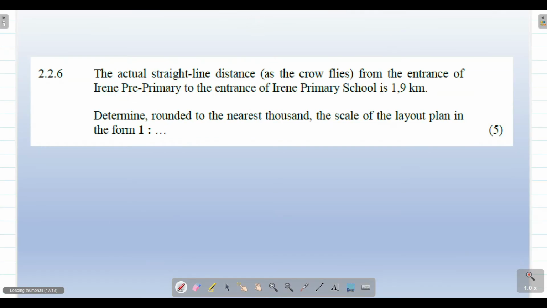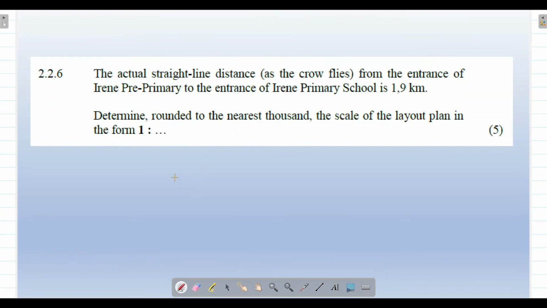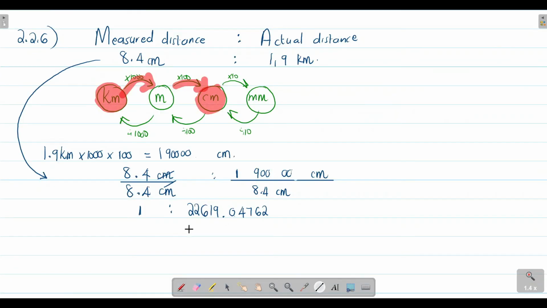But we're not done. The question asked us to round off our answer to the nearest thousand. So remember, guys, when we're rounding off to the nearest hundred, to the nearest thousand, to the nearest 100,000, you always need to take note of the place value before the number that they ask you to round off to. In this case, they're asking us to round off to the nearest thousand. So for us to round off to the nearest thousand, we need to focus on the place value of the hundreds.